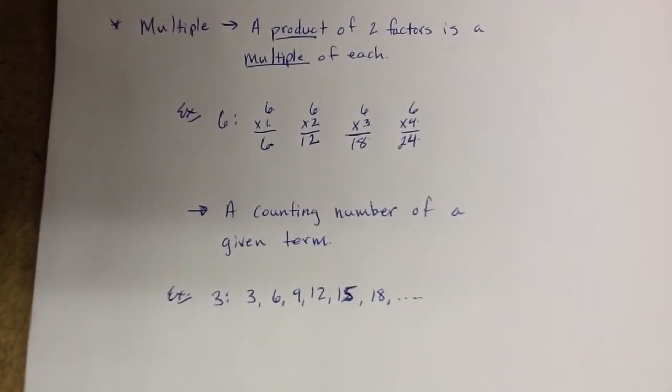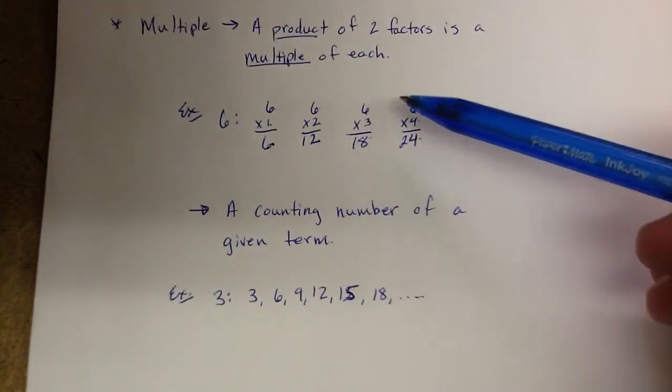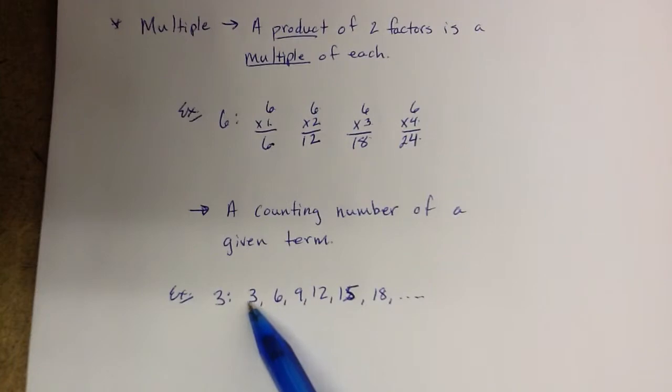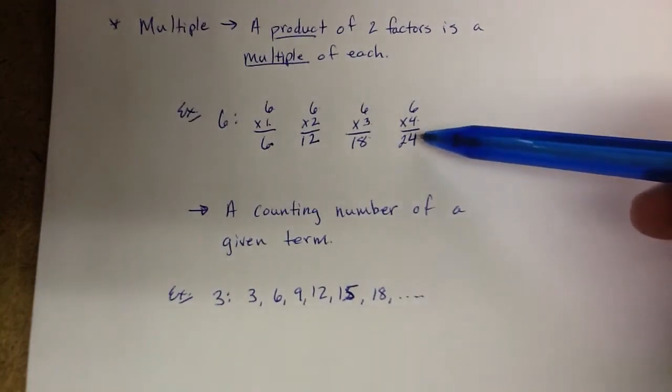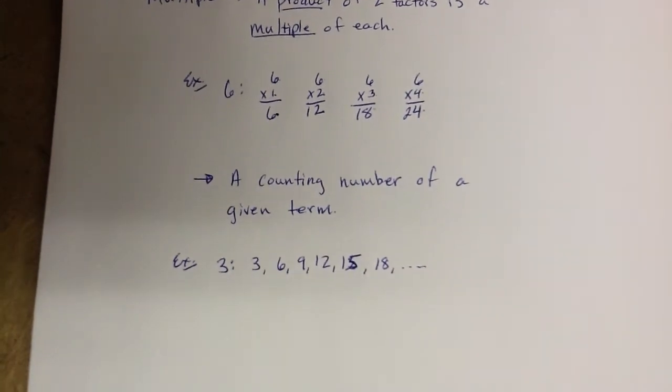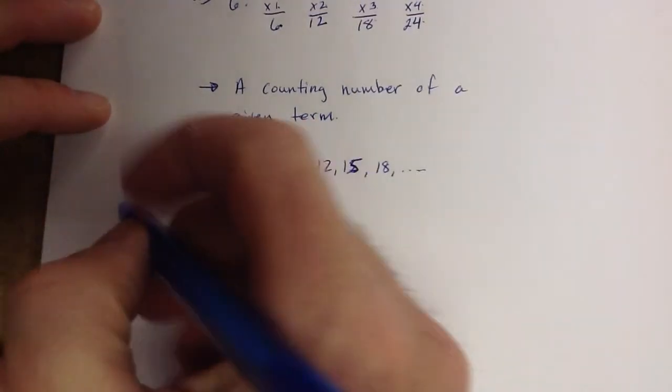Now, how does that relate back to this first definition where we were talking about factors? Well, to get a 3, you do 3 times 1. To get the multiple 6 would be 3 times 2. To get the multiple of 9 would be 3 times 3, and so on and so forth. So you can see that factors relate to multiples because a product of two factors would be a multiple of each. Alright, let's switch gears here and let's look at common multiples.